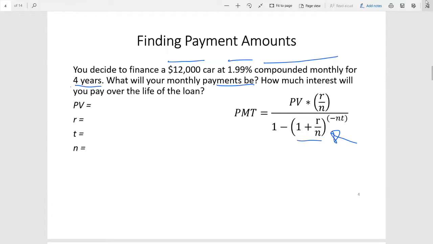So we want to know how much interest you will pay over the life of the loan. To do that, we need to calculate how much your payment is going to be, and then multiply that by the total number of payments you're going to make, and then figure out how much is interest and how much is the principal.